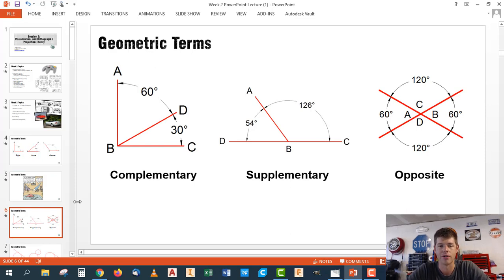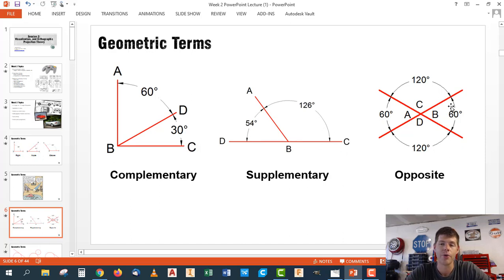So back to our geometric terms. These are also important: complementary and supplementary angles. Complementary basically means that if you add them together, they add up to 90. Supplementary angles, if you add them together, instead of a right angle like complementary, make a straight line. I always remembered that because supplementary and straight both start with S. So supplementary angles make a straight line of 180 degrees.